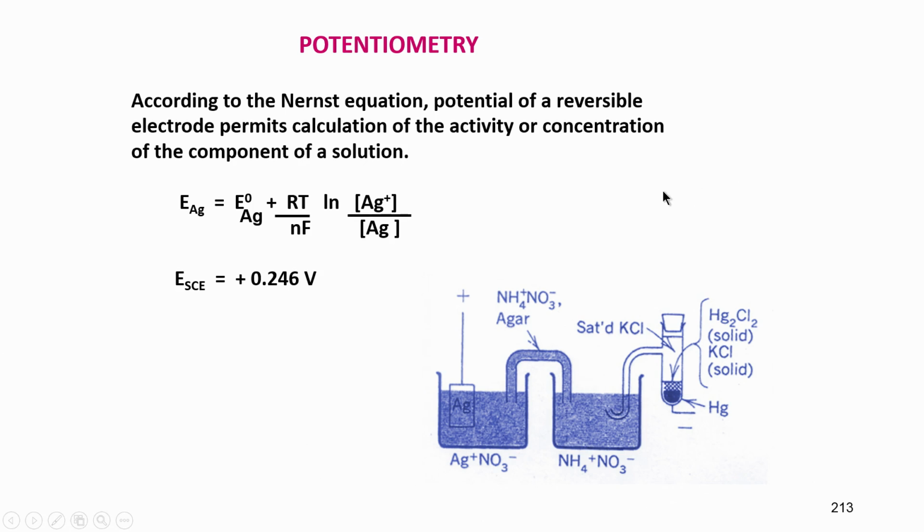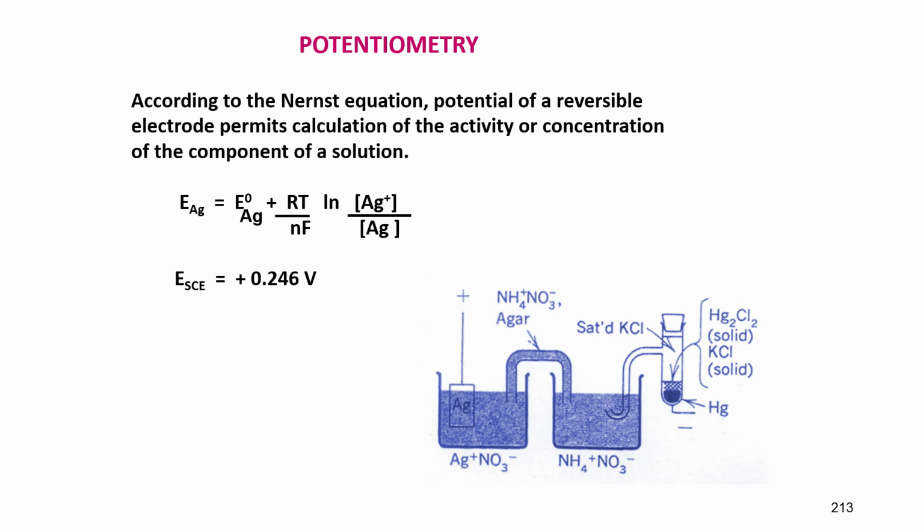So, according to the Nernst equation, the potential of a reversible electrode permits calculation of the activity or concentration of the component of a solution. So, using the Nernst equation, if I have an electrode dipped in a solution, I can find out its concentration, that is the analytical technique.